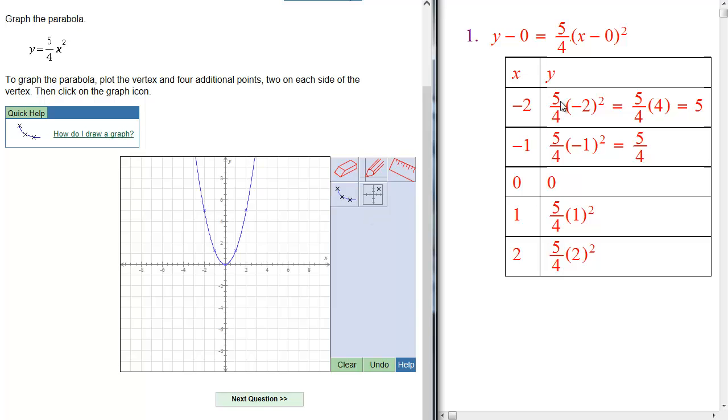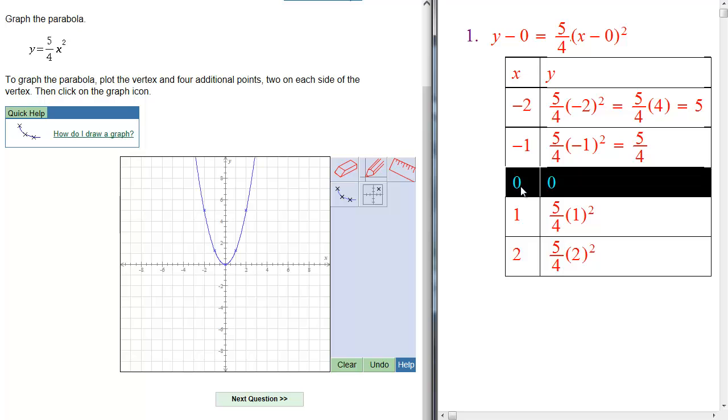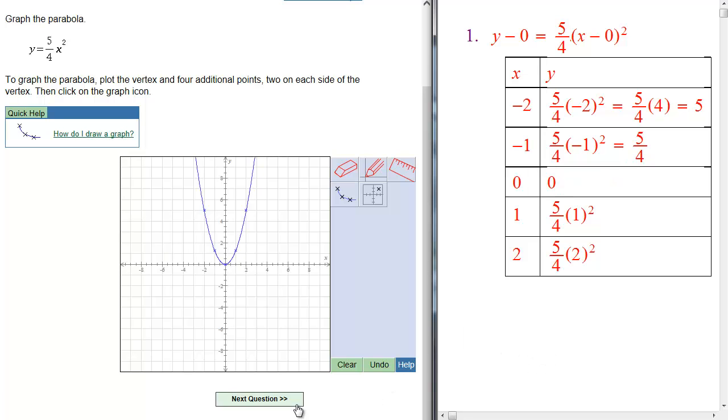So make sure that you plot points. This algebra, make sure you're not making any mistakes here. So once you locate your vertex, in any parabola graphing, once you locate your vertex, then just pick 2 points on each side and then sketch the graph. Alright, let's take a look at the next problem.